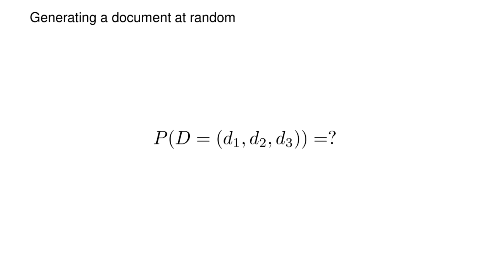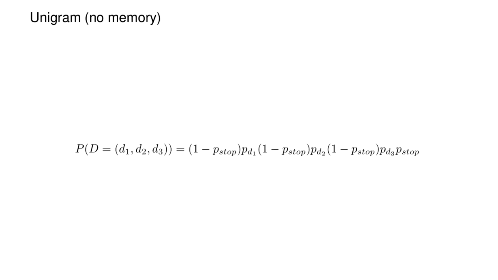Well, it's just 1 minus p stop for the 3 words, then p stop at the end, and just pd1 times pd2 times pd3. Exactly. Yeah, you got it right. That's exactly what you said, right? So indeed, it's exactly the same idea as before. 1 minus p stop, then pd1, then 1 minus p stop, then pd2, then 1 minus p stop, then pd3, and then p stop.